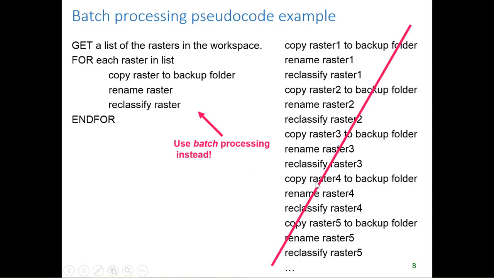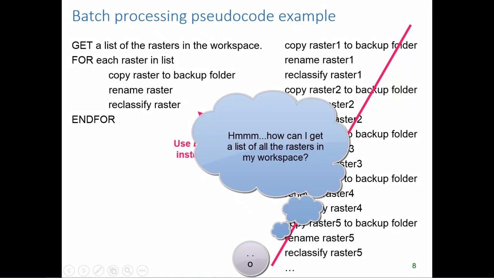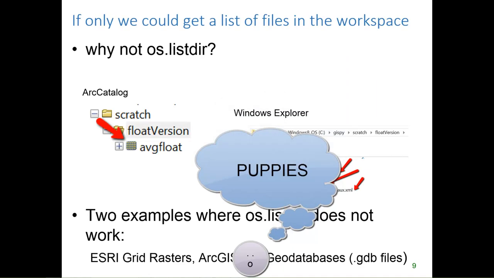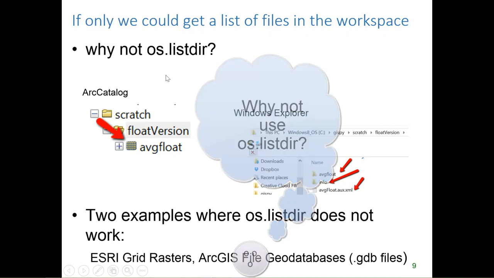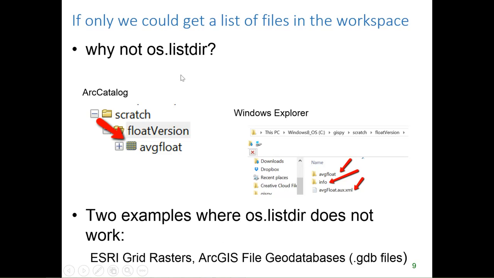If you could somehow get a list of all the raster files in the workspace, then you could just repeat the same sequential steps for each one of them. Well, you might have thought to yourself, what about os.listdir? Good thinking, but unfortunately it doesn't play nicely with the proprietary data types the way we'd like it to.